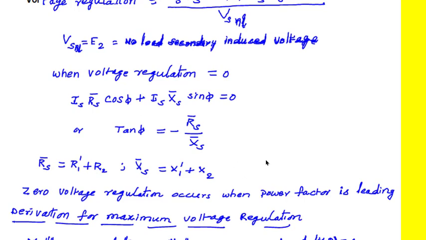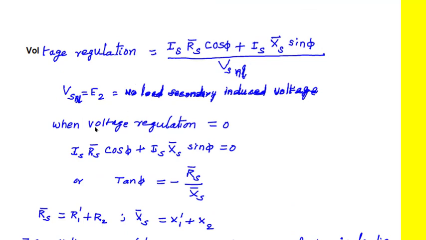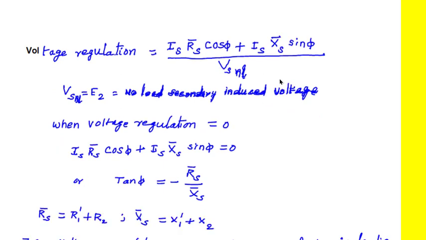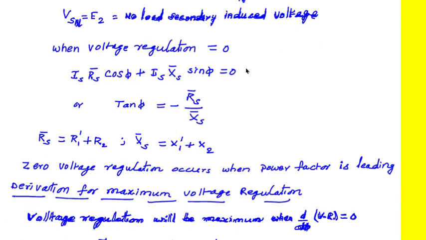When do you get the maximum voltage regulation? Maximum voltage regulation means it is the worst condition. We know the voltage regulation formula, which is normally represented as V dot R. To get the maximum voltage regulation, the slope of this equation's graph should become zero. So when do we get that? IS is fixed, RS bar is fixed, only the power factor angle varies. So if we differentiate the voltage regulation with respect to phi, the power factor angle, we get the condition for the maximum voltage regulation.